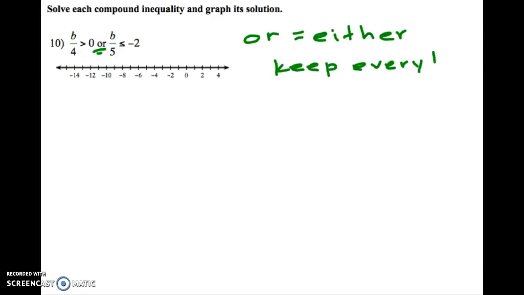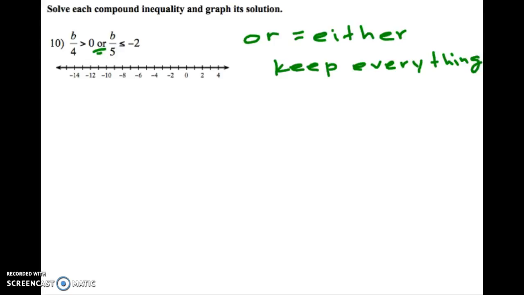Moving on to number 10. Number 10 is an OR problem, which means any answer we get just needs to work for either equation. Basically, we're going to keep everything. Some people say the answers on these end up looking like whiskers.